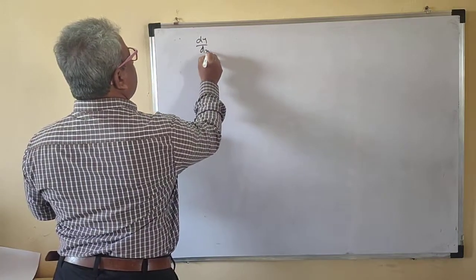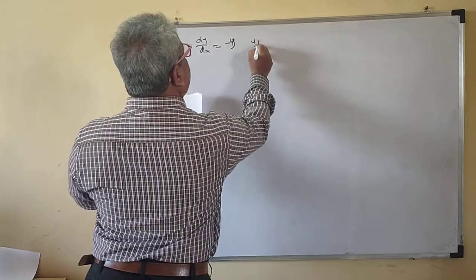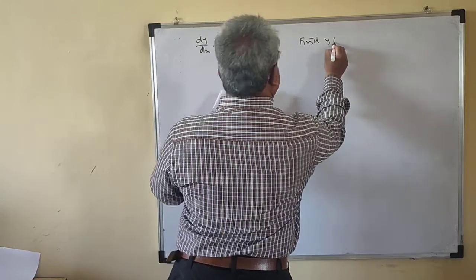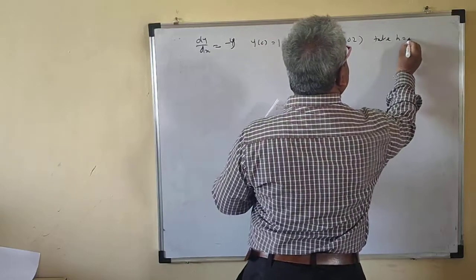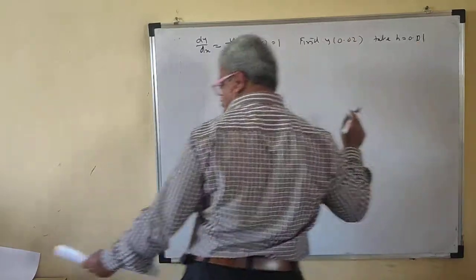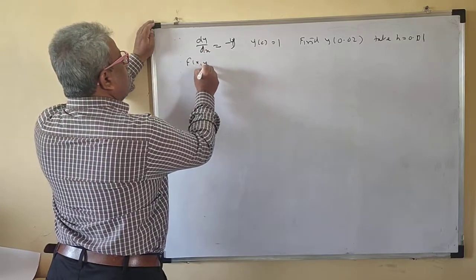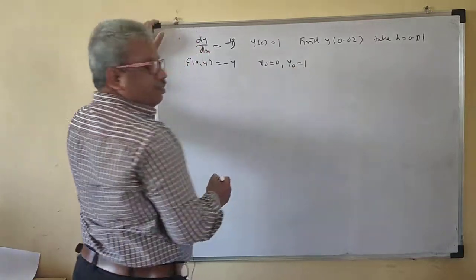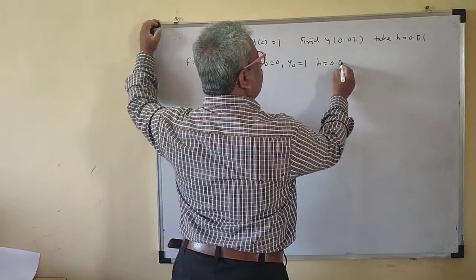Suppose we are given dy by dx equals minus y, y of 0 is equal to 1. Find y of 0.02. Take h equal to 0.01. So what is f of x, y? f of x, y is minus y. Your x0 is 0, your y0 is 1, and h is 0.01.